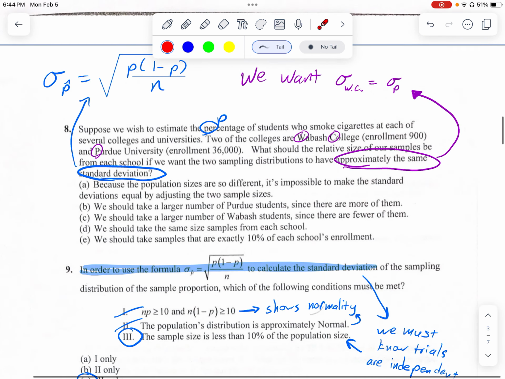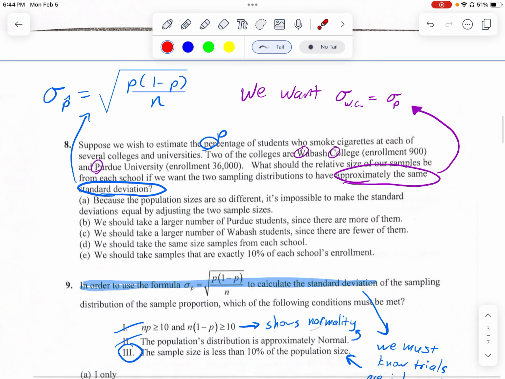All right. 8. Suppose we wish to estimate the percent of students who smoke cigarettes at each of several colleges and universities.